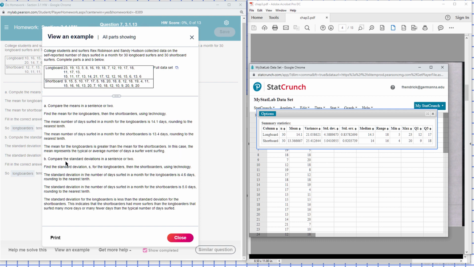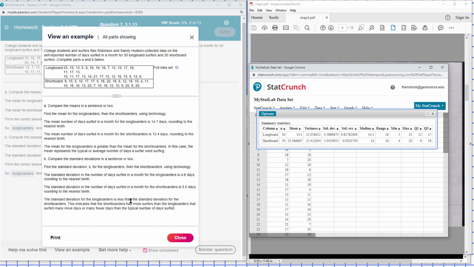Then you compare the standard deviations for both. You can see them both here. Longboard standard deviation is 4.6 and the standard deviation for shortboards is 5.1. Remember the standard deviation is the average distance from the mean. So the standard deviation for the longboards is less than it is for the shortboards. It indicates that the shortboards had more variation than the longboards.